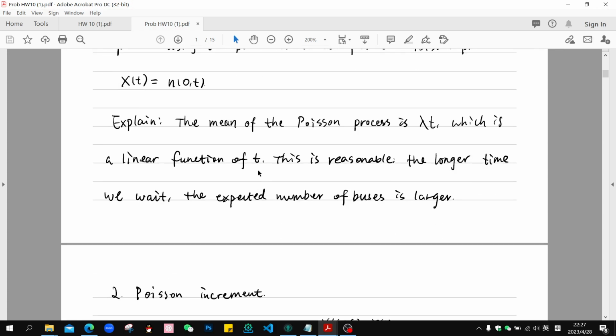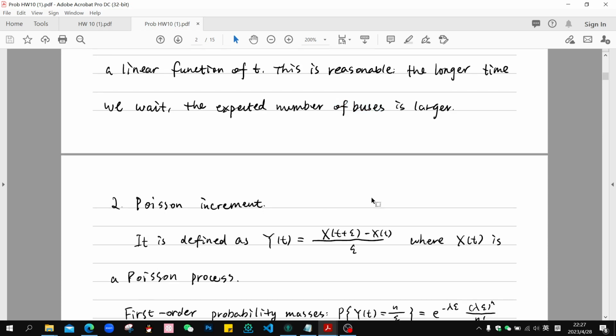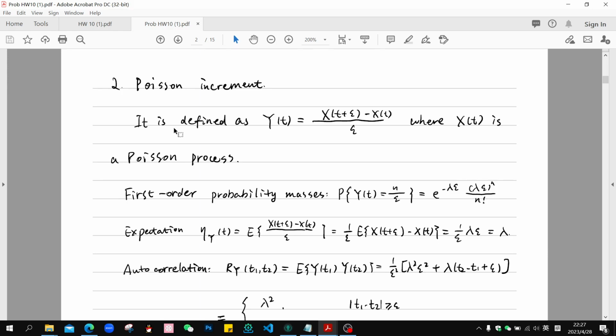The mean of the Poisson process is lambda t, which is a linear function of t. This is reasonable because the longer time we wait, the expected number of buses, any number, anything that we're waiting for, it could be buses, it could be customers entering a store, it could be cars going through an intersection, it could be calls received in a period of time, the number should be larger.